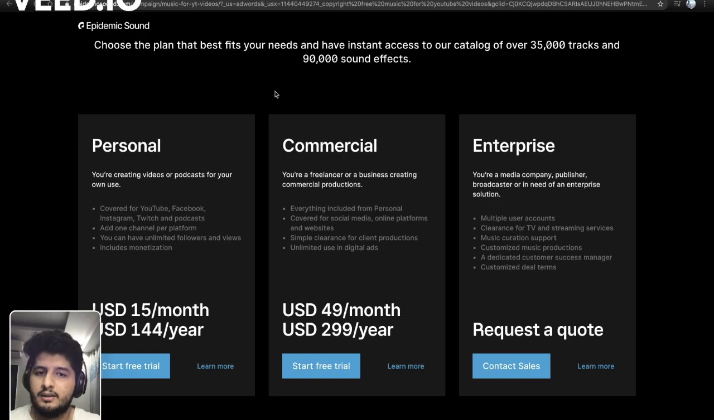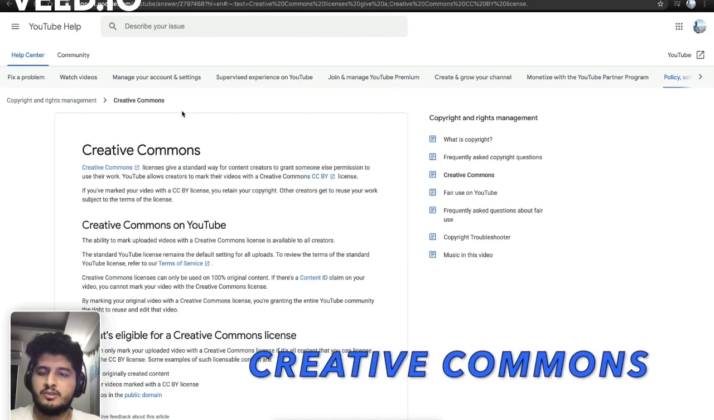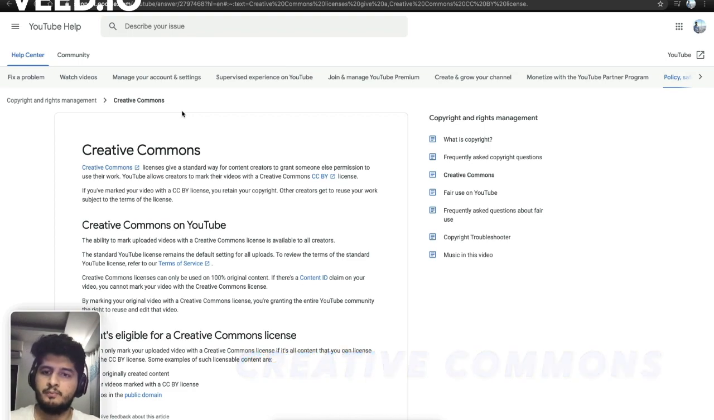So let us look at the second method. Second method is a bit better than the first one. So second method is known as Creative Commons. So what is Creative Commons? Creative Commons is basically a standard way for content creators to grant someone else permission to use their work.